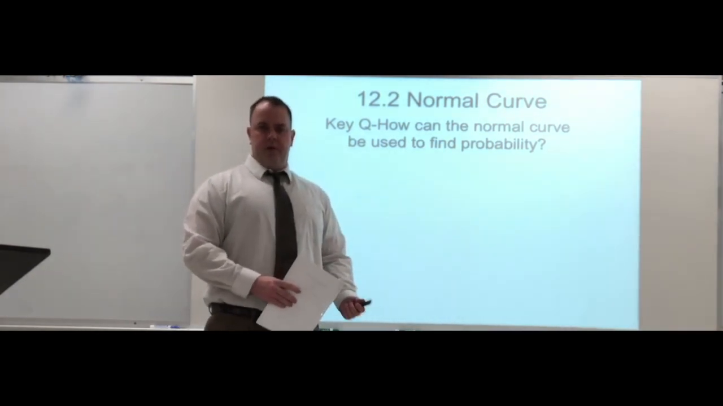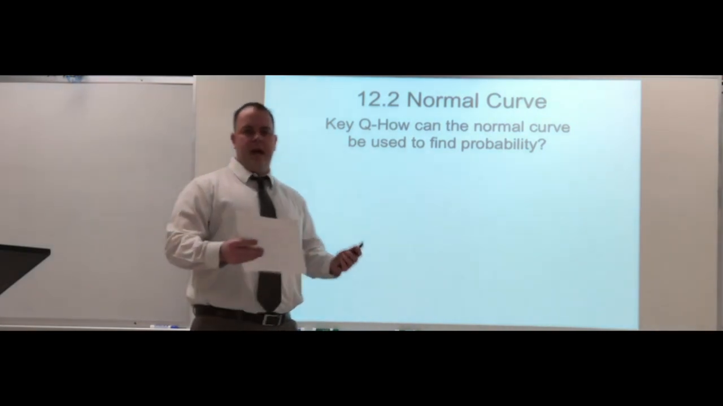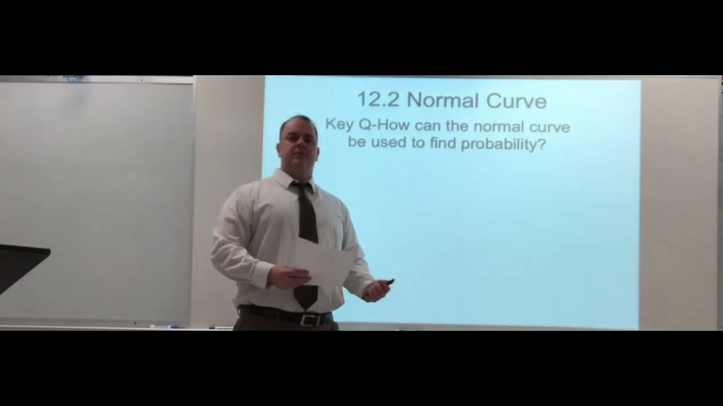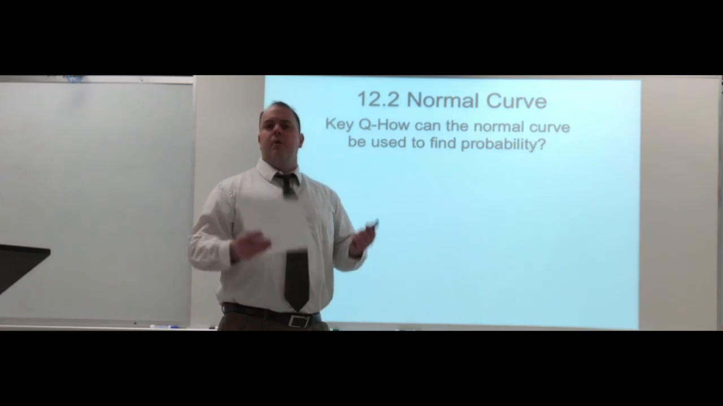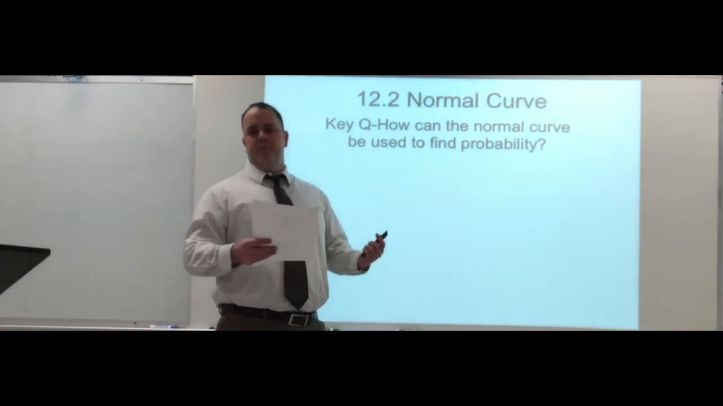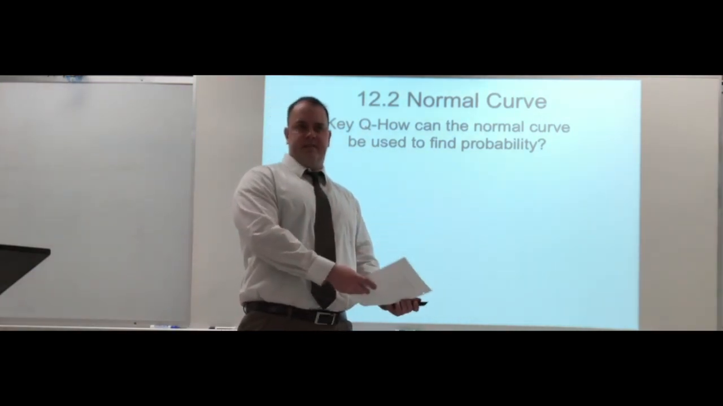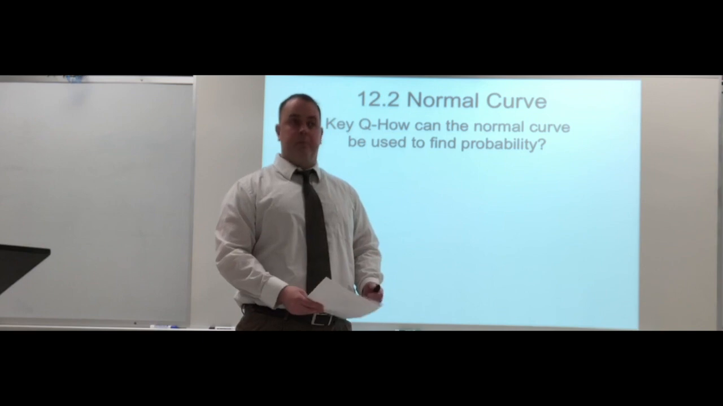12.1 was the basic probability: the addition rule and the multiplication rule. Now we're going to look at another way of looking at a population. This involves taking a sample, putting together a normal curve based on that sample, and then making judgments about the population. What's the probability of this happening based on that sample?